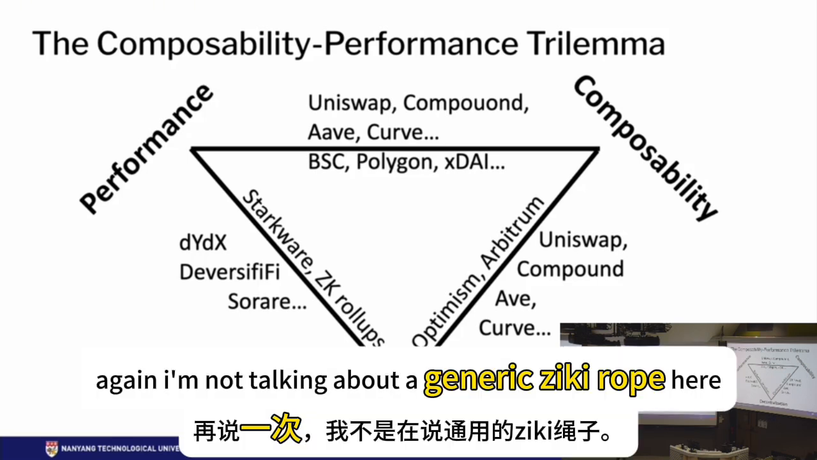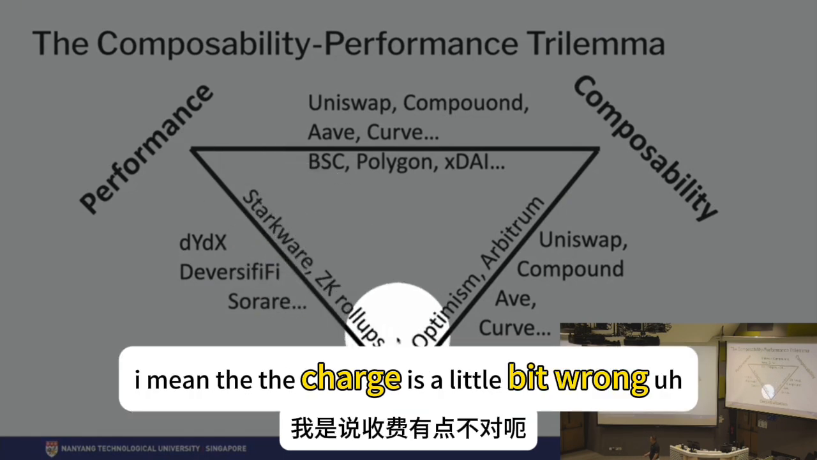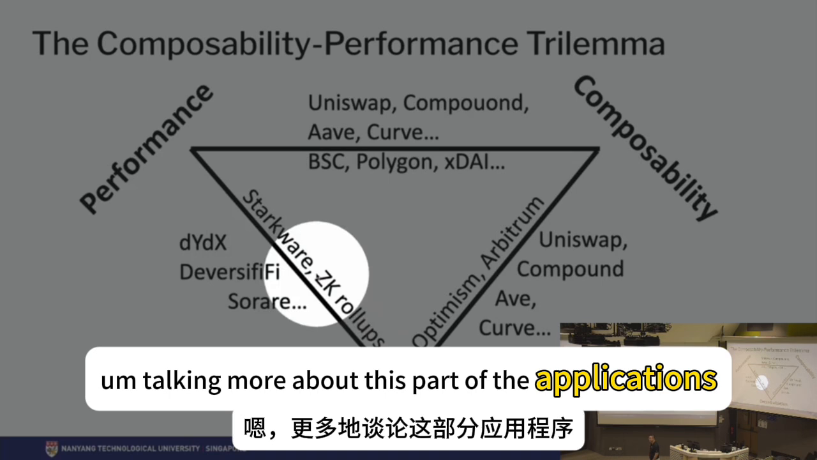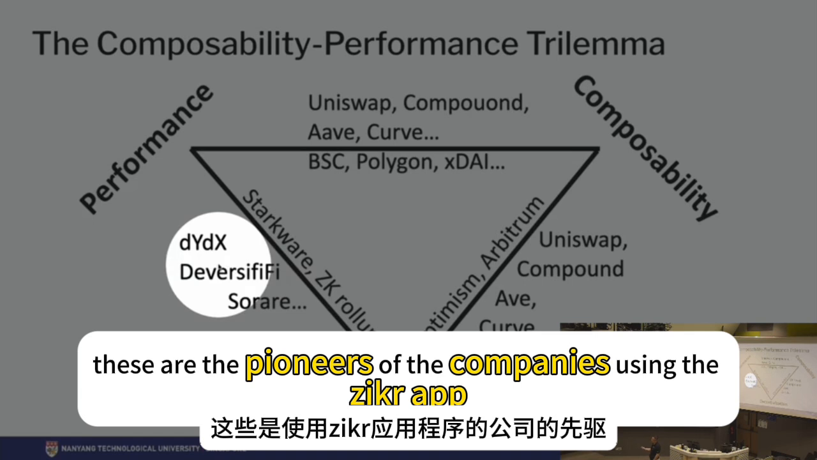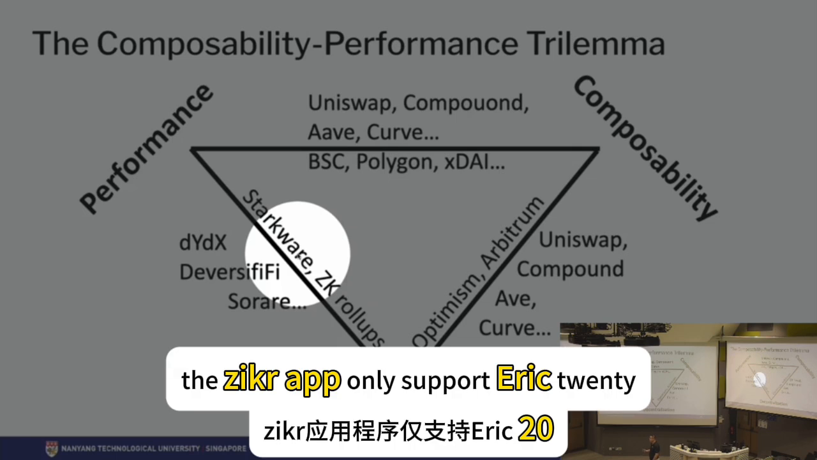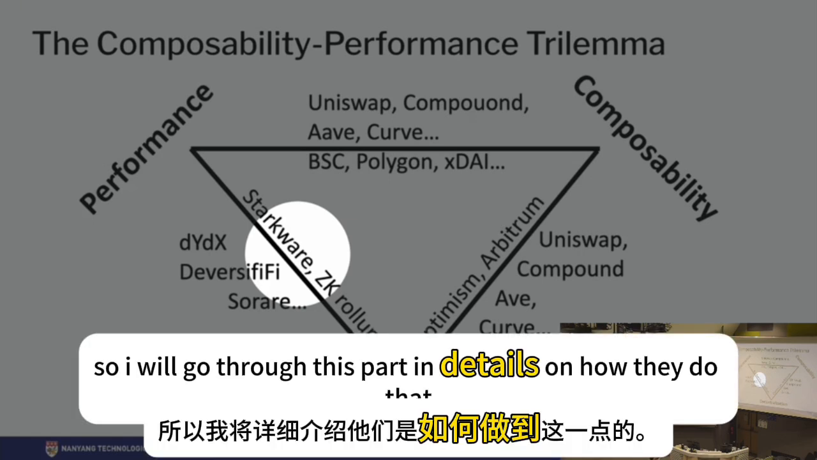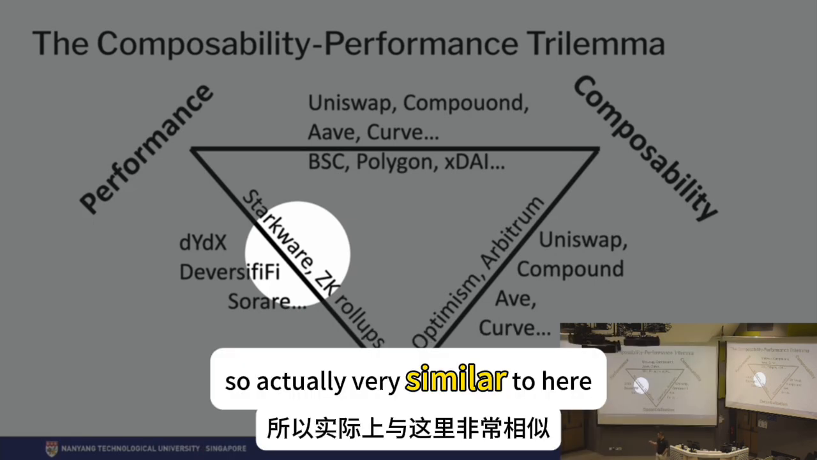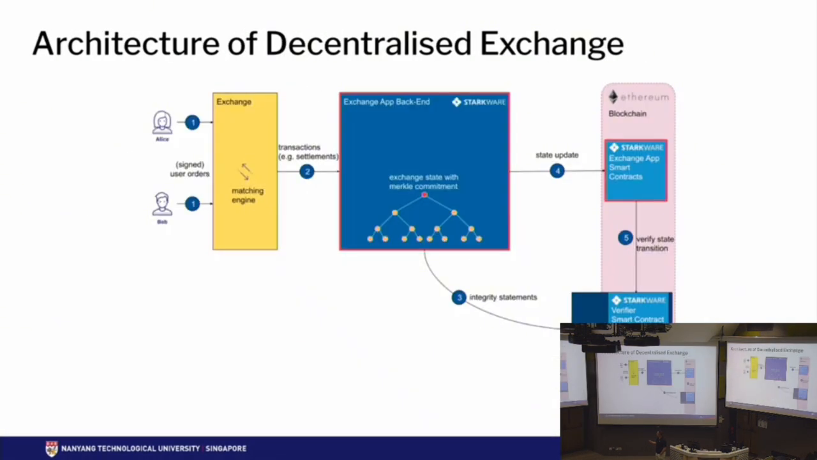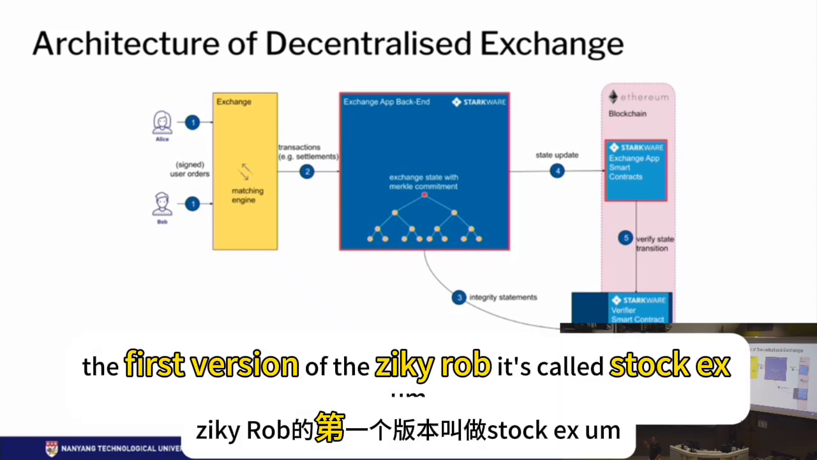Oh, again, I'm not talking about a generic ZK-rollup here. The chart is a little bit wrong. It's actually talking more about this part of the applications. These are the pioneers among the companies using ZK-rollup, where in the early days, ZK-rollup only supported ERC20 and ERC721 doing the asset roll-up. I will go through this part in detail on how they do that. It's very similar to dYdX here. dYdX is also using the first version of ZK-rollup. It's called StarkEx.